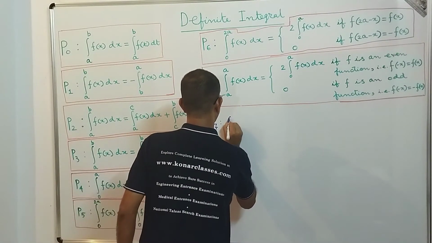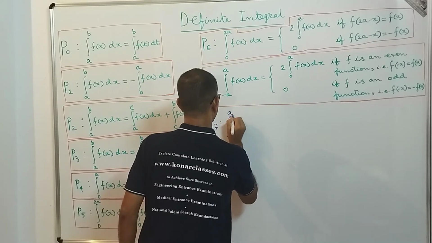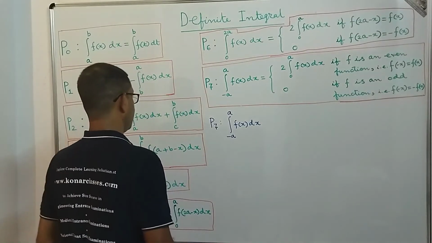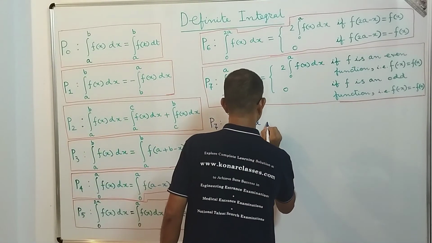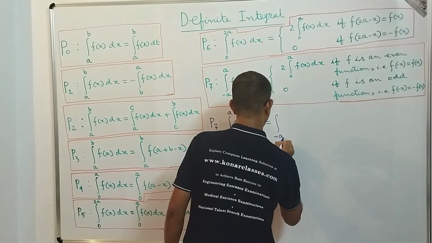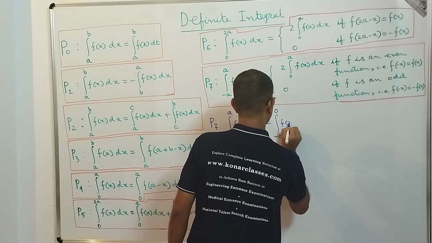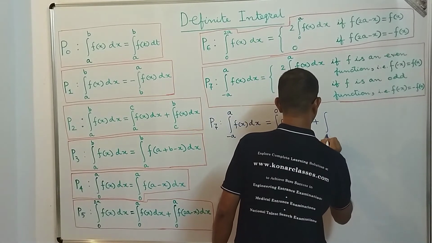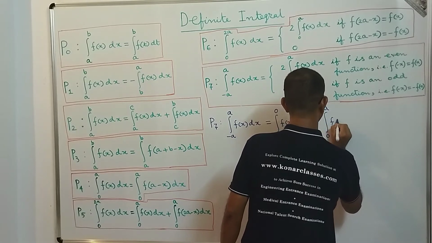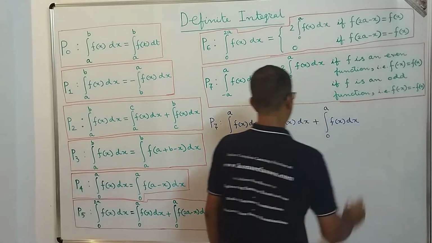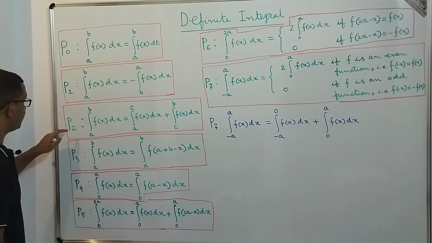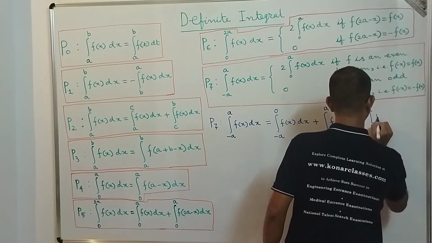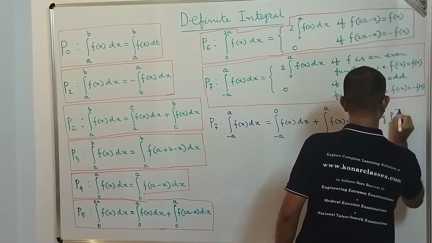What is P7? Integration minus a to a f(x) dx. We can write this is equal to integration minus a to 0 f(x) dx plus integration 0 to a f(x) dx. I hope all of you are able to understand why so, and that we have done by means of property P2. Okay, so we can write it here that by P2.